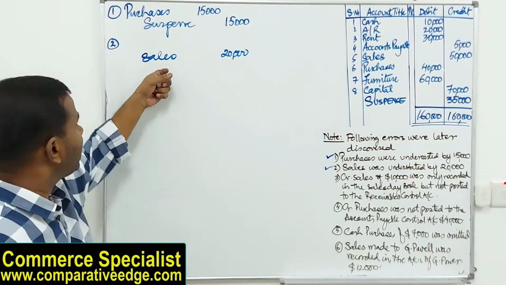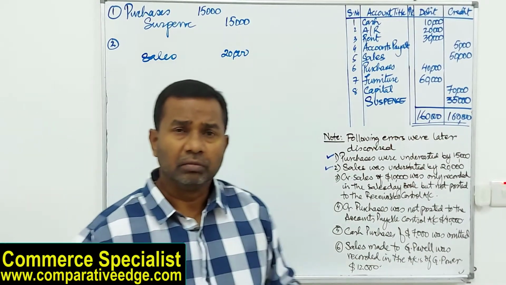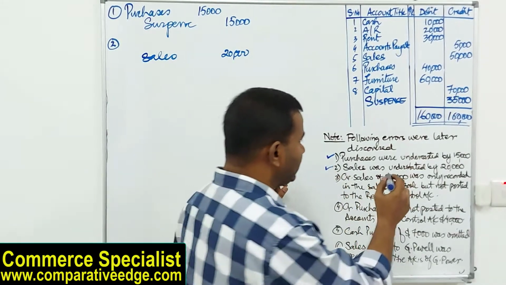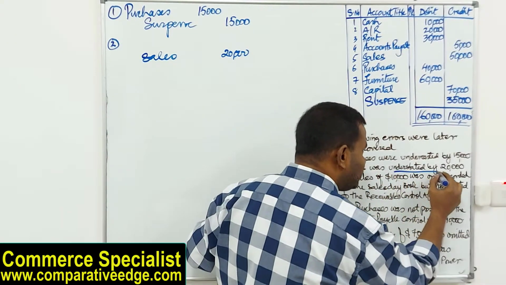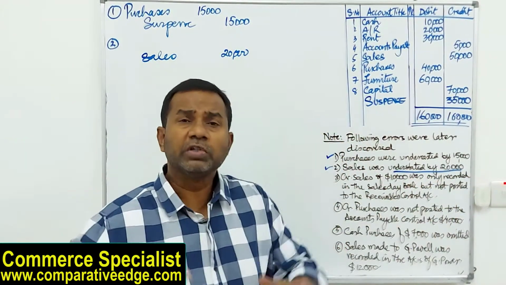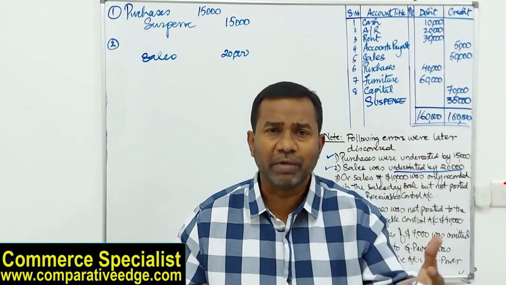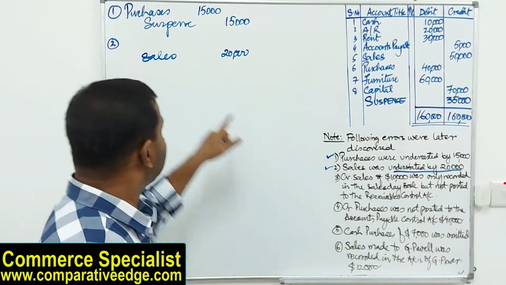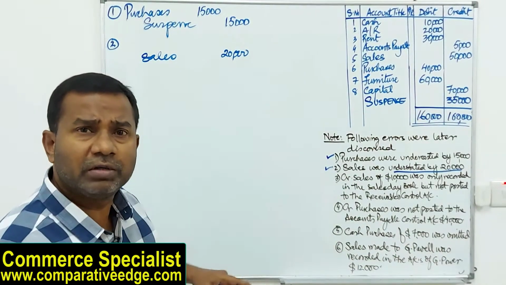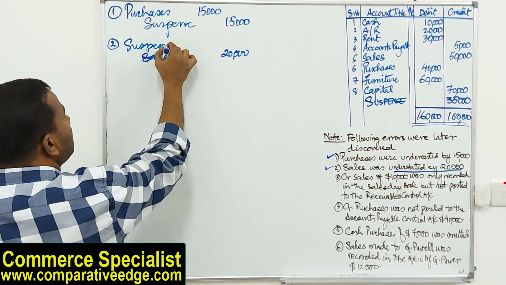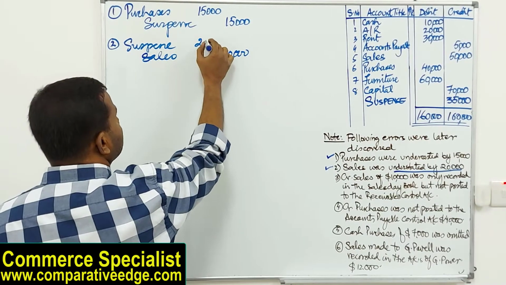So I cannot have a credit and no debit. We have to have double entry. So according to the error which was discovered, it says sales were understated by 20,000. It was recorded less, so we have to increase sales. Increase in sales, increase in income. As per the rule, it's a credit. So I credited sales. What to debit? Suspense. You can debit the suspense account.